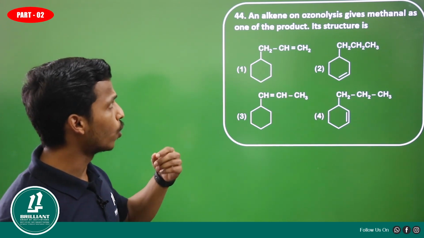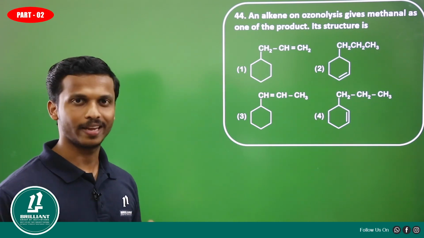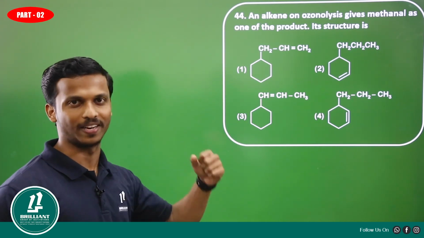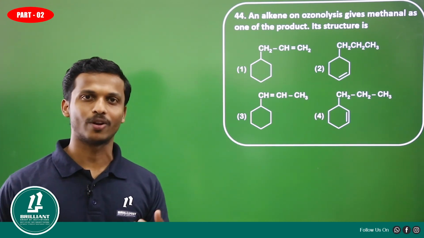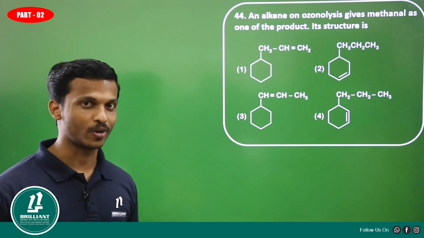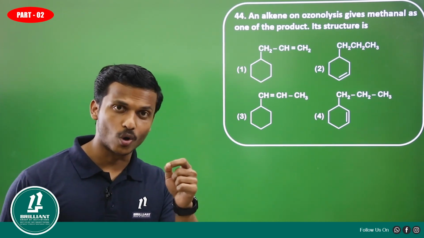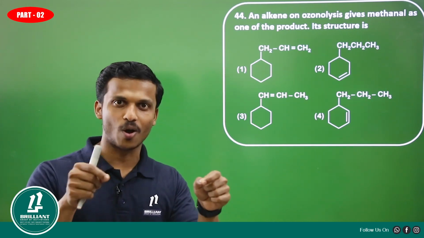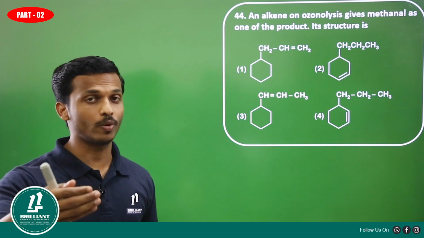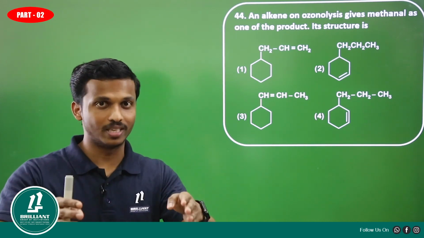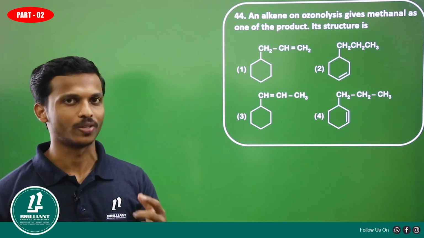An alkene on ozonolysis gives methanol as one of the products. What is the structure of the alkene? We studied what is meant by ozonolysis in your grade 11 organic chapter, hydrocarbons. When an alkene is treated with ozone, first it will form a ring compound called ozonide. Then the ozonide, when treated with zinc and water, will undergo lysis, breaking, and it will give either aldehyde or ketone, depending on the alkene.